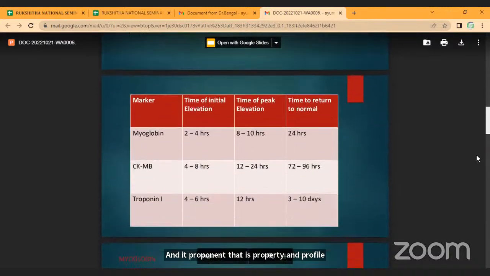In acute myocardial infarction, myoglobin is elevated within 2 to 4 hours, peaks at 8 to 10 hours, and returns to normal within 24 hours. CKMB is elevated within 48 hours after acute MI, peaks at 12 to 24 hours, and returns to normal at 72 to 96 hours. Troponin is elevated within 4 to 6 hours, peaks at 12 hours, and returns to normal at 3 to 10 days.